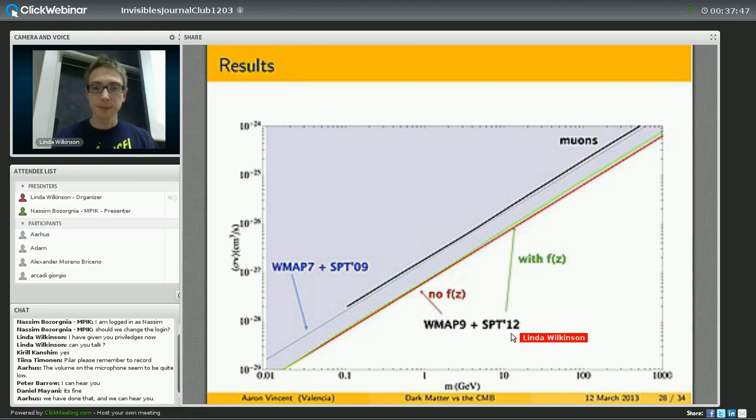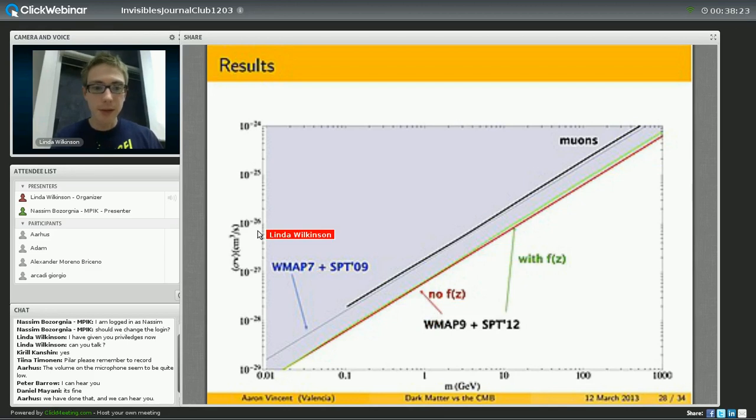And you can see the difference between not using the efficiency factor that I told you about earlier, this f(z). That's the red line, and this somewhat difficult to see, sorry, green line is what happens when you do use it. At high masses, the deposition of energy by dark matter annihilation is somewhat less efficient, whereas as you get to low dark matter masses, it becomes more efficient.